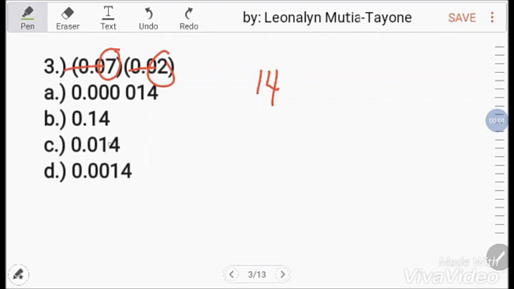Balikan natin ang decimal. We will count how many numbers are to the right of the decimal. 1, 2, 3, 4. So, 4. So, ang answer natin ay 1, 2, 3. Maglagay ka ng isang 0. 4. So, nandito na. Bali, ang answer dito ay 0.0014.